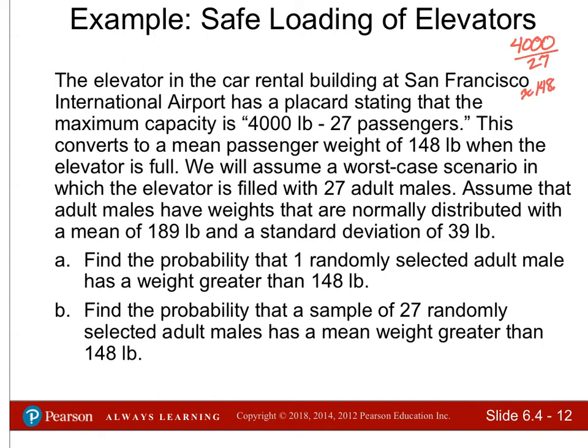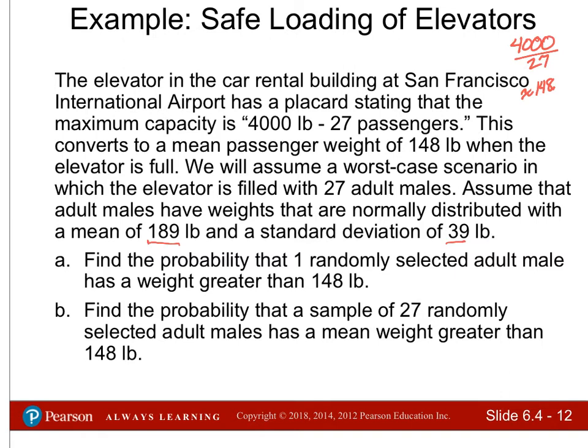So the average weight needs to be 148. All right, and that's the most you can have. 27 people with an average weight of 148 pounds. Let's assume the worst case scenario, and that is that we fill it with 27 adult males. Now we're safe as long as the average of those 27 is 148. But if the average is more, then that means we've exceeded the 4,000 pound weight limit. Assume that adult males have weights that are normally distributed with a mean of 189 and a standard deviation of 39.